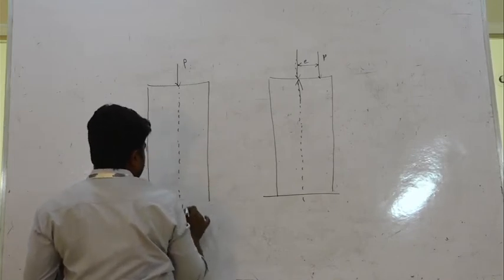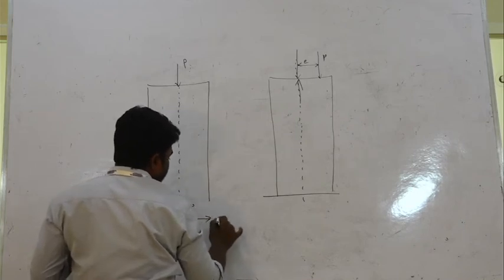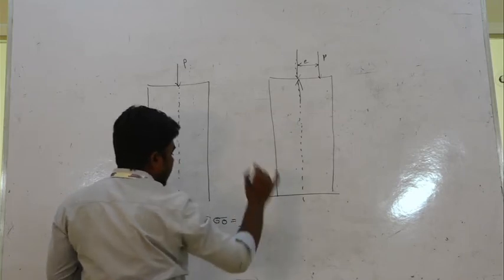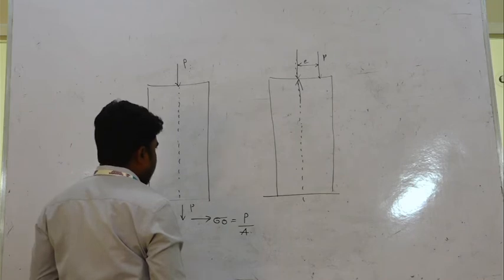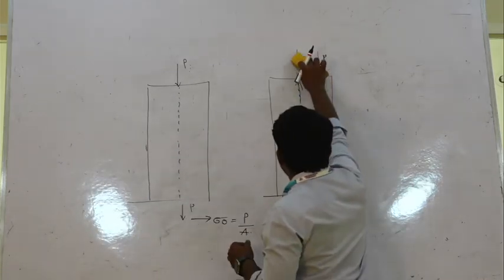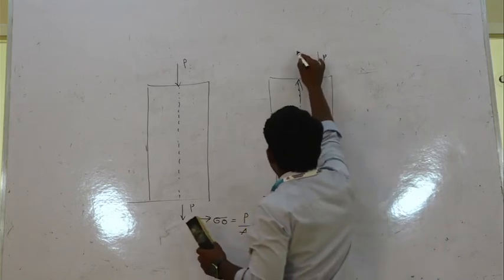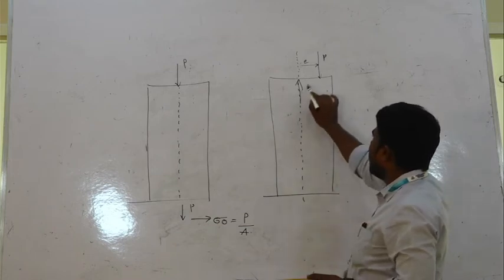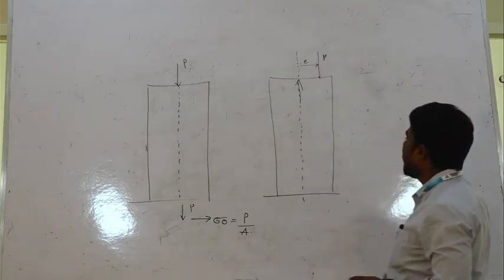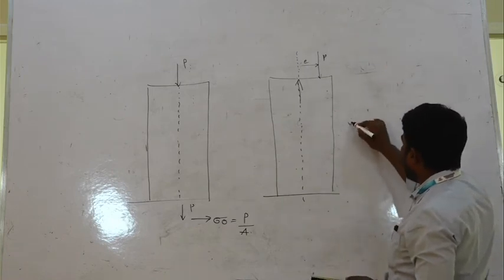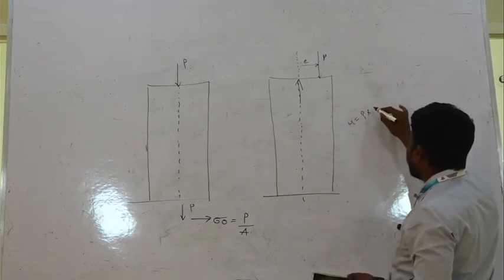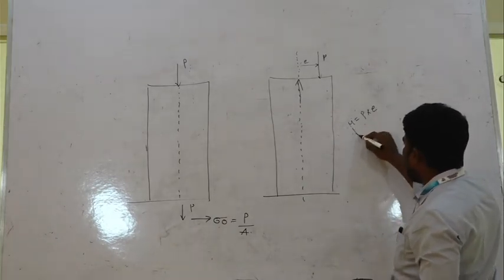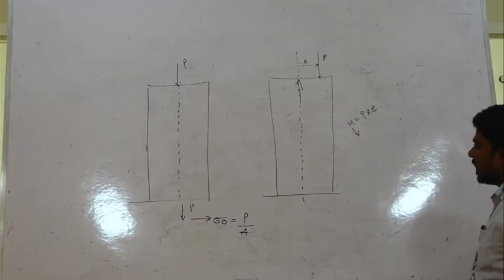This axial load P produces the direct stress. Direct stress means load per unit cross section area. Next, two equal and opposite forces form a couple. The moment of the couple M equals force into the perpendicular distance between them, small e, that means the eccentricity. So M means bending or moment of resistance.